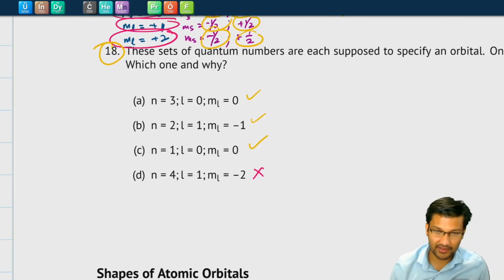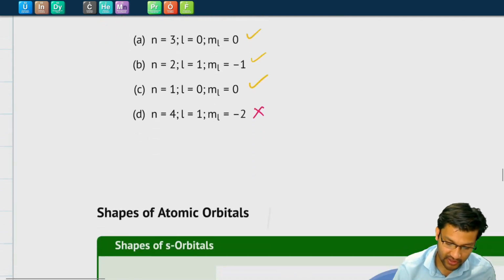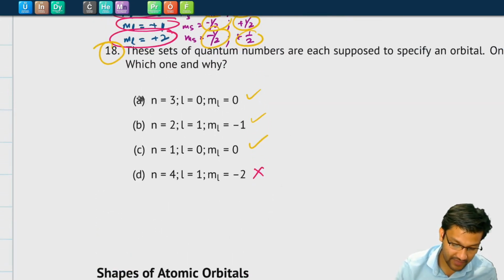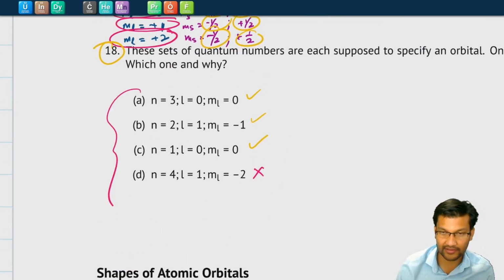Okay, that brings us to the end of this video. In the next video, we're just going to go over quickly what all of these different values mean for what the electron orbitals actually look like. I'll see you then.